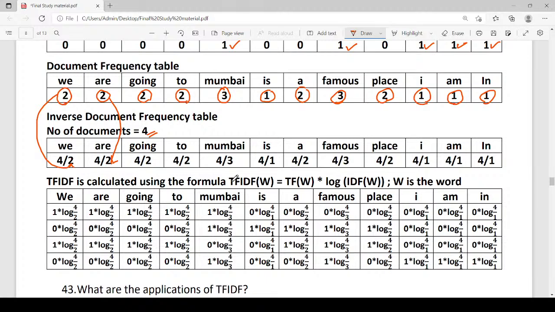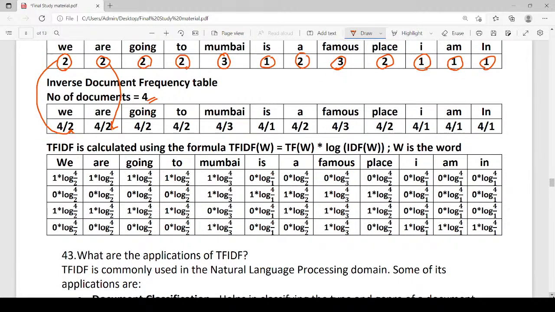Now what are the possible applications of TF-IDF? Where all can we apply TF-IDF? Term frequency, inverse document frequency. Where all can we apply this one? What are the possible applications of TF-IDF? Classification modeling. Okay, very good. More answers? What are the applications of TF-IDF?